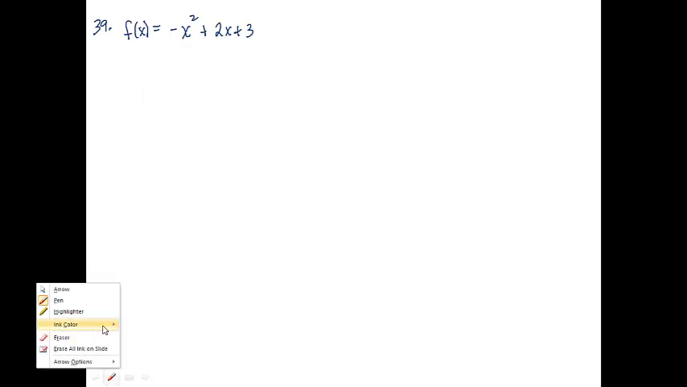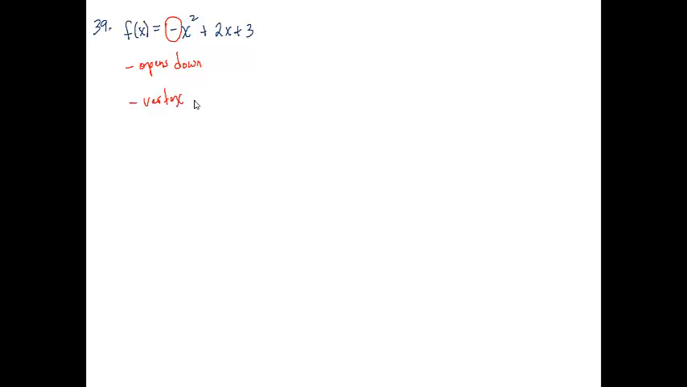Alright, let's move forward. Let's look at another one. This time, let's look at number 39. I have f of x equals negative x squared plus 2x plus 3. Again, we want to know if it opens up or opens down to start off with. The leading coefficient is negative, so it opens down. We need to find the vertex.